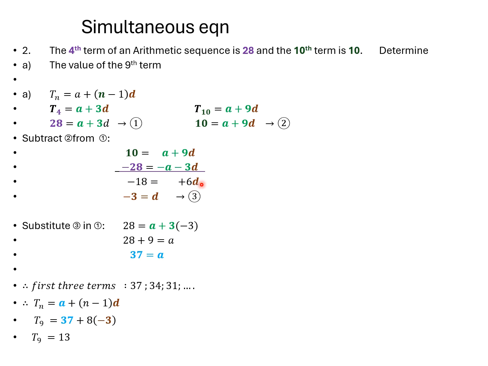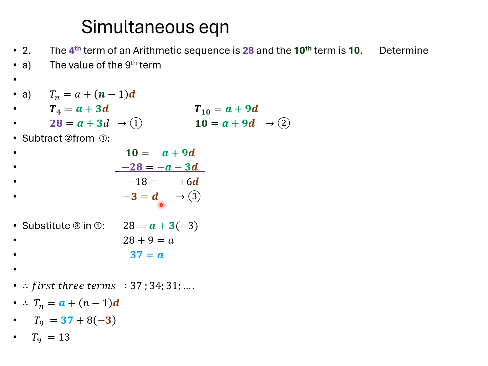Right, to get to d, I always divide by the coefficient in front of d. So I have negative 18 divided by 6 gives me d. Negative 18 divided by 6 would then give me negative 3. So my common difference, d, equals negative 3.